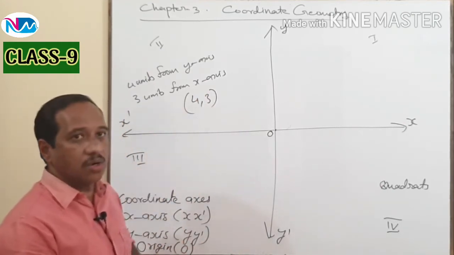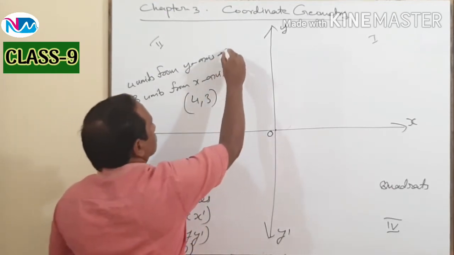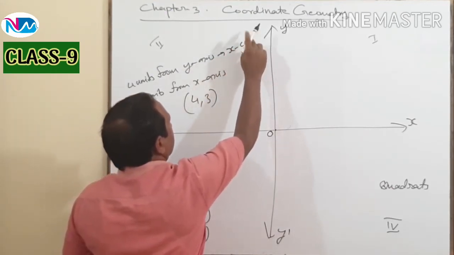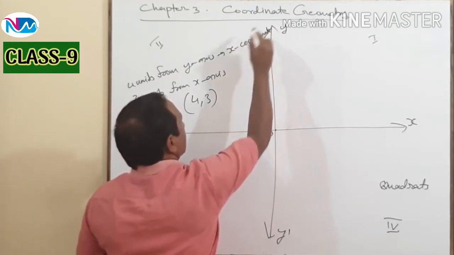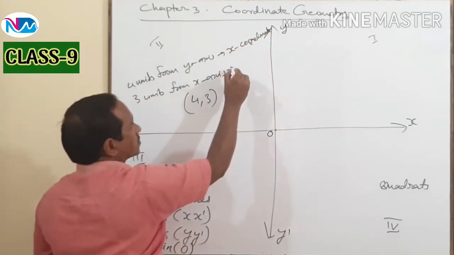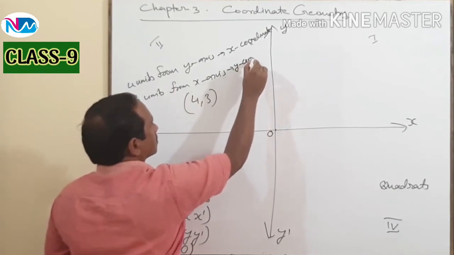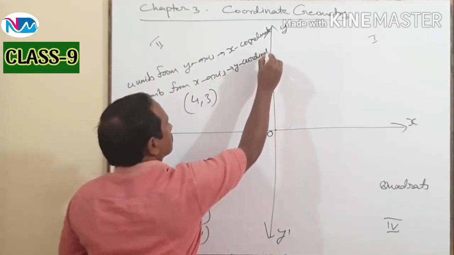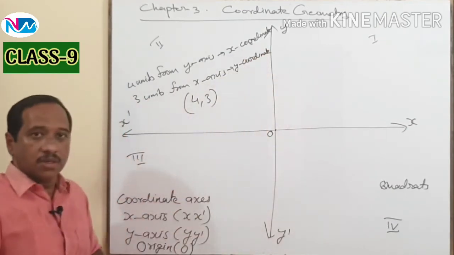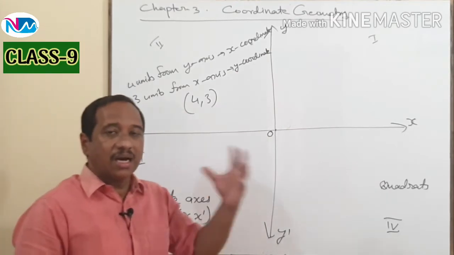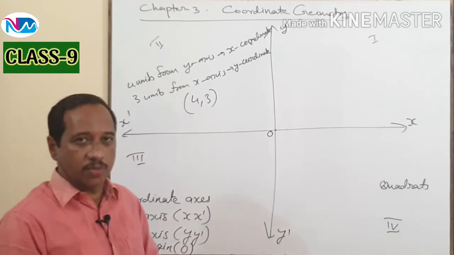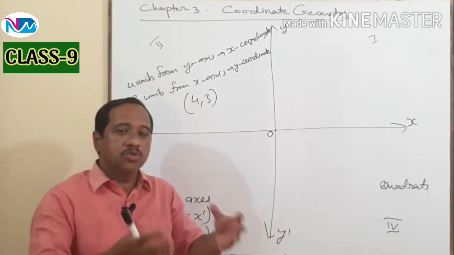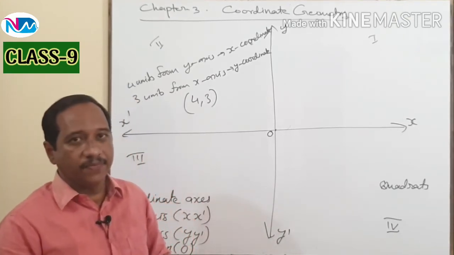The first one is called the x coordinate. And the second one is called the y coordinate. So this is the address of a point in the Cartesian system of coordinate geometry. Now, how to find these distances?